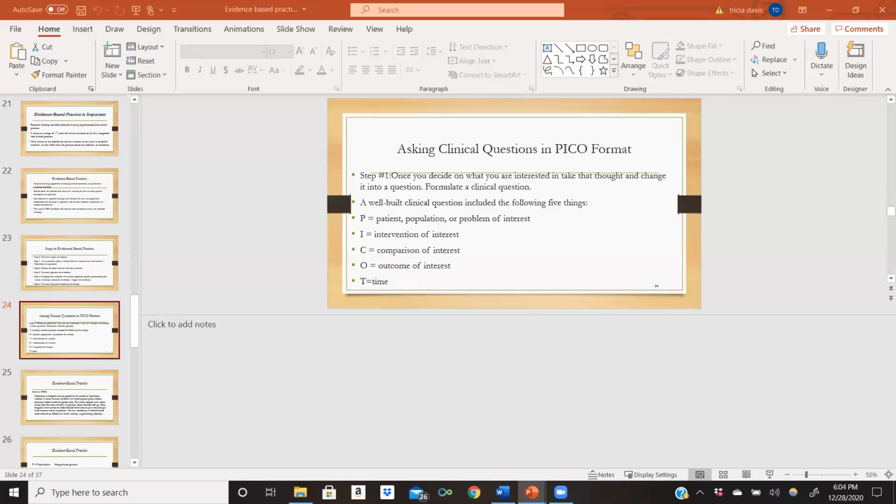And then your time. So the time is when the comparison of interest is completed and the outcome can be evaluated. So, you know, maybe you want to trial it on a unit for, I don't know, maybe 6 or 7 months. And then after that 6 or 7 months, that's when you would complete your study, and then you can evaluate your outcome to see if it was beneficial or not.